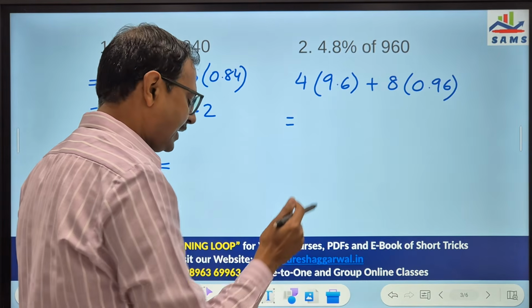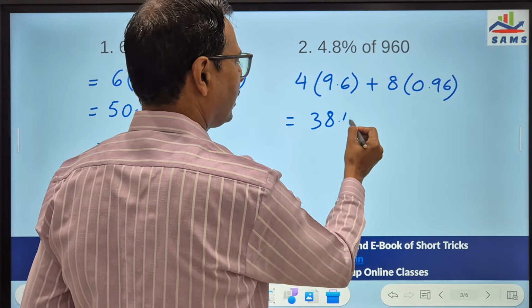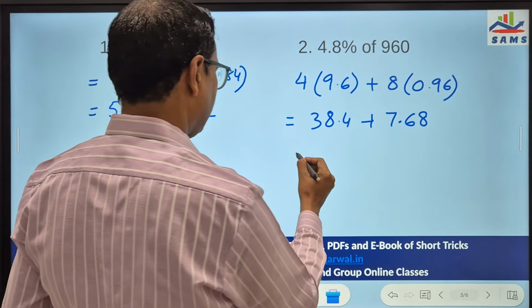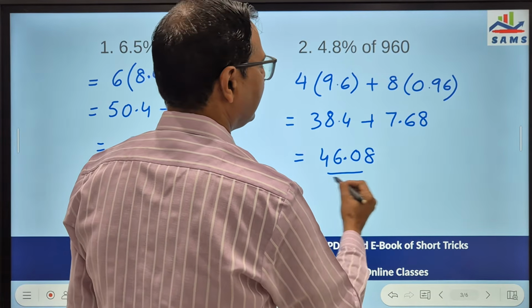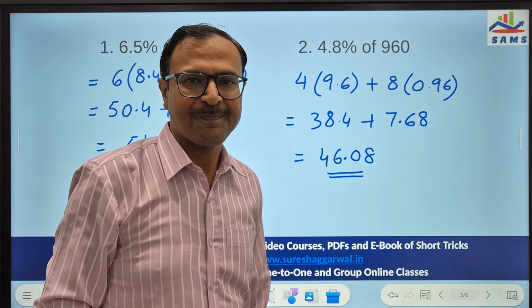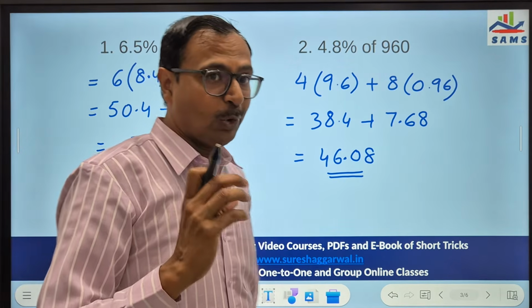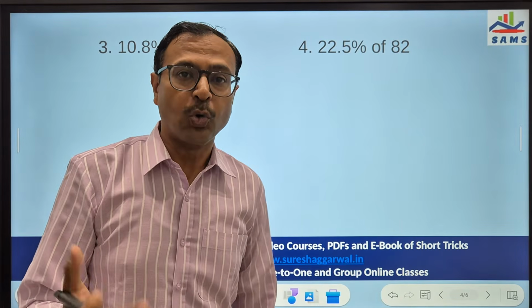Now I've already done this multiplication for you so that we can save time. This is 38.4 and this is 7.68, and when you add them you get 46.08 as the required percentage. Likewise, see, these steps look very easy, right? But what if the numbers get a little bit more complicated?